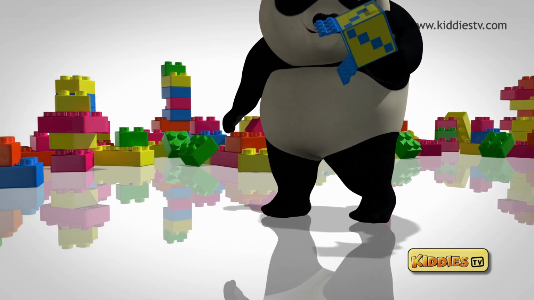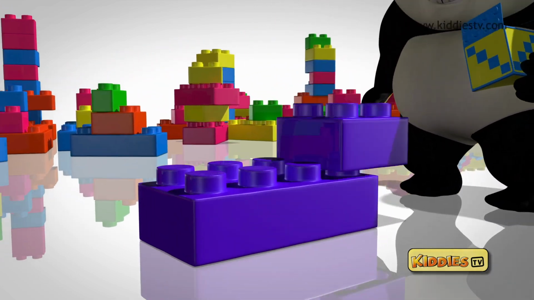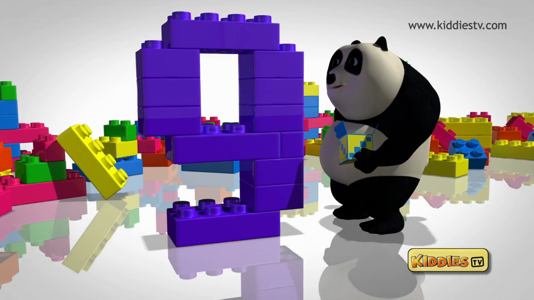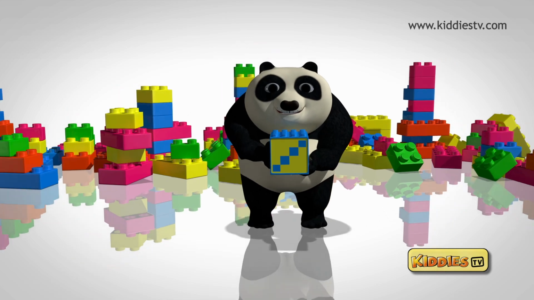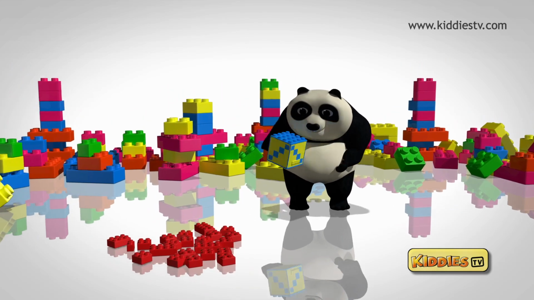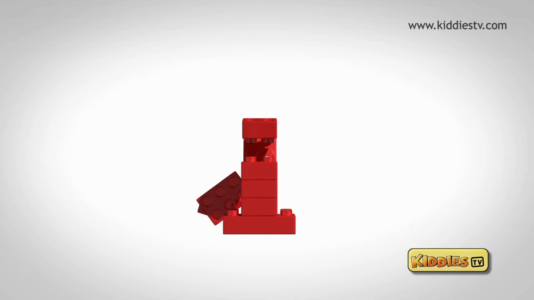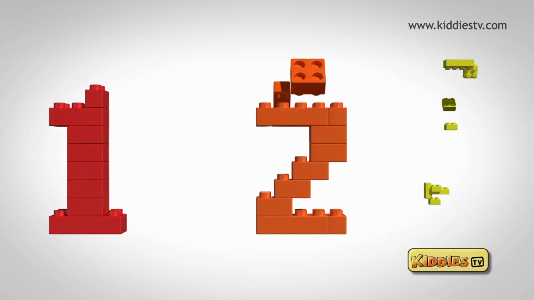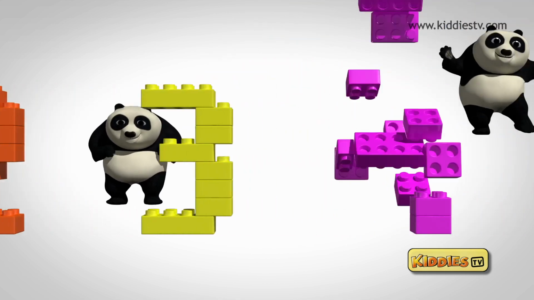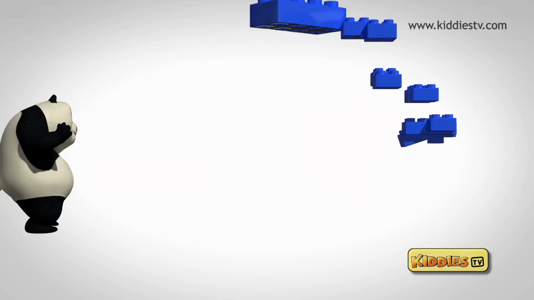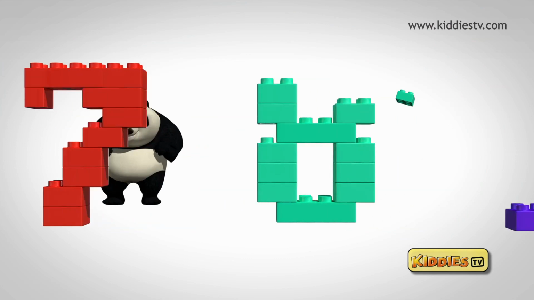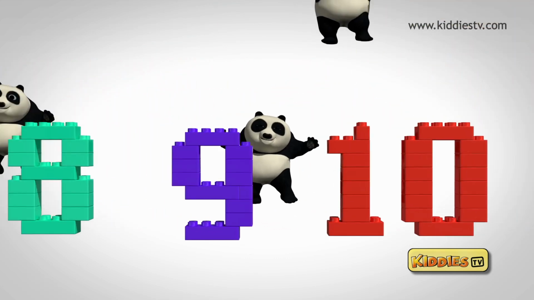The bricks in the box make number 9, number 9, number 9. The panda's box has number 10, number 10, number 10. The pandas love the numbers, the numbers, the numbers. The pandas love the numbers from 1 to 10.